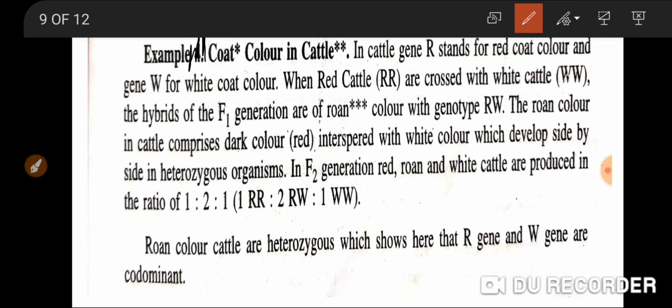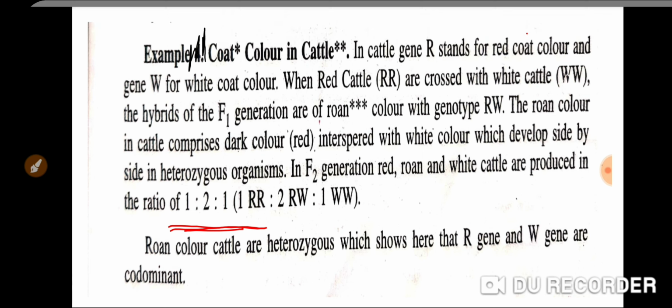In the F2 generation, red, roan and white cattle are produced in the ratio of 1:2:1. That is 1 having capital R capital R, 2 having the genotype capital R capital W, and 1 having the genotype capital W capital W. So the roan color cattle are heterozygous, which shows that the R gene and W gene are codominant genes.